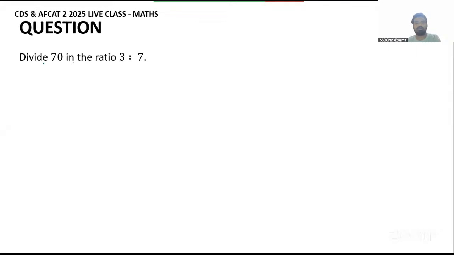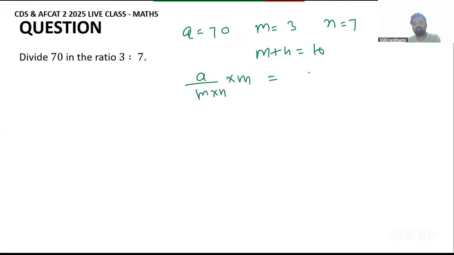Suppose you want to divide 70 in the ratio of 3 and 7. Then A is equal to 70, m is equal to 3, and n is equal to 7. Then m plus n is equal to 10. Now you want to divide 70 in the ratio of m upon n. Then what you have to do? A upon m plus n into m, which means 70 upon 10 into 3, which is equal to 21.